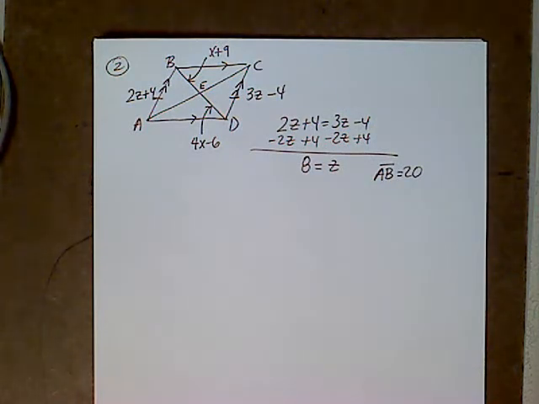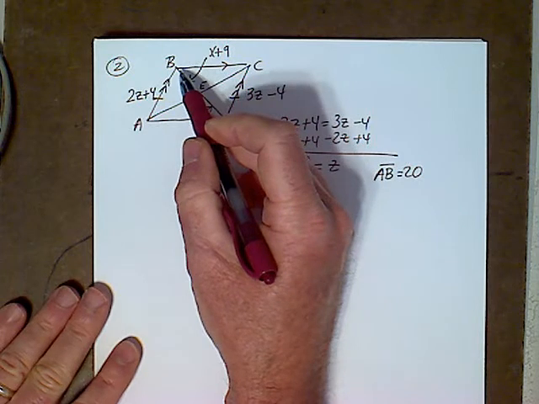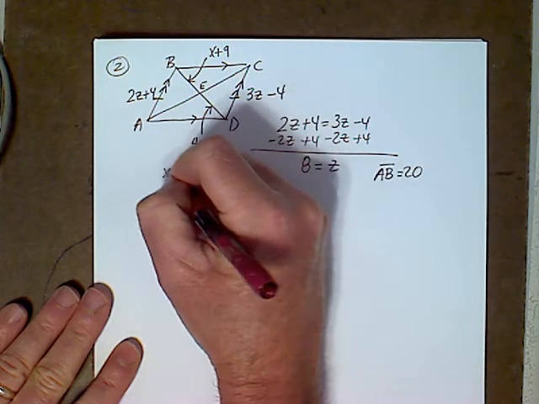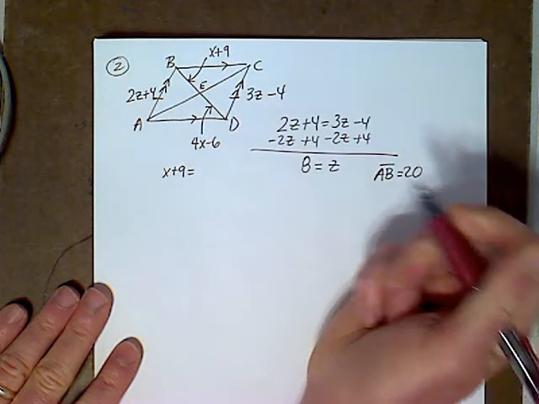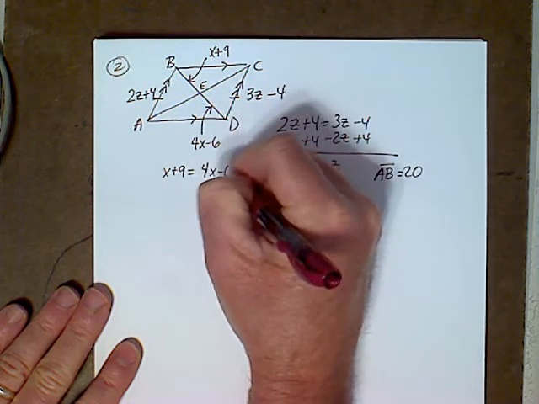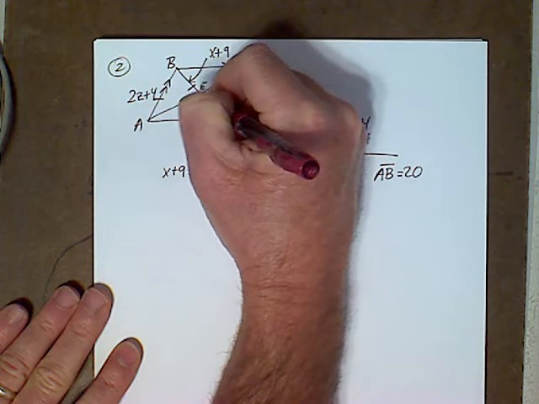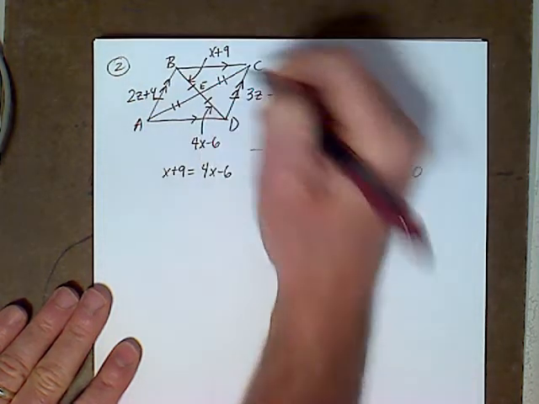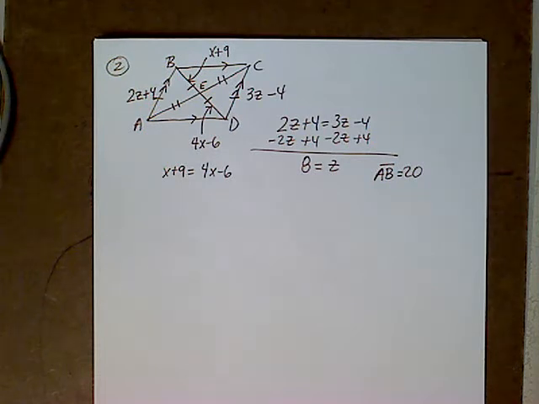Okay. Now, also true in a parallelogram, thing I got to know, is that the diagonals bisect each other. So that means that x plus 9 is going to be equal to 4x minus 6. Again, these diagonals will bisect. And even though I don't need to find anything here, this will be congruent to that as well. Okay, because again, the diagonals bisect each other.